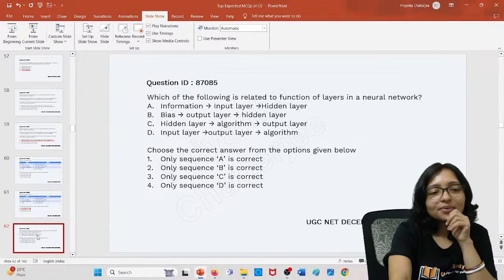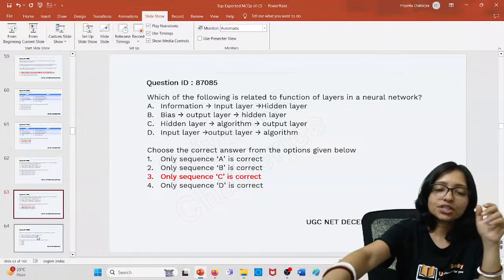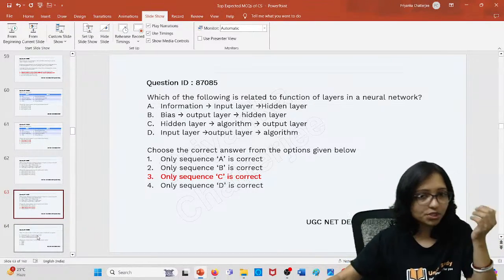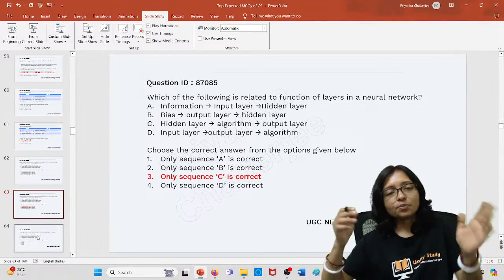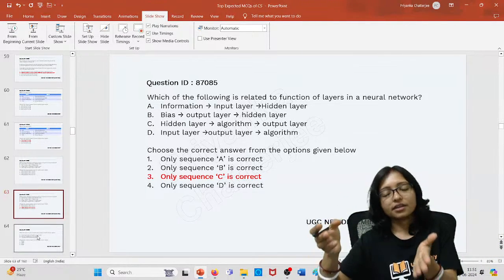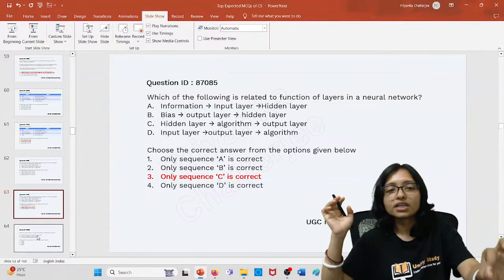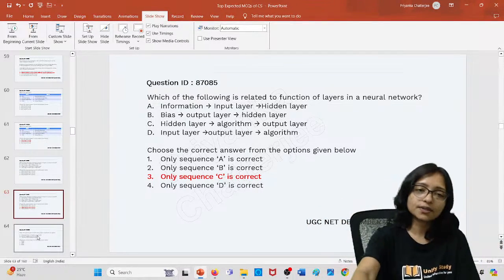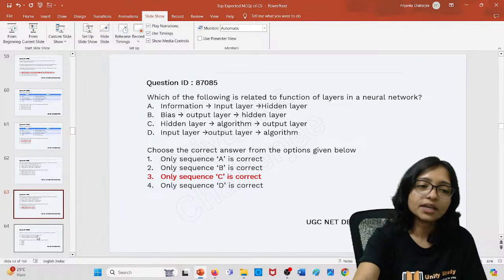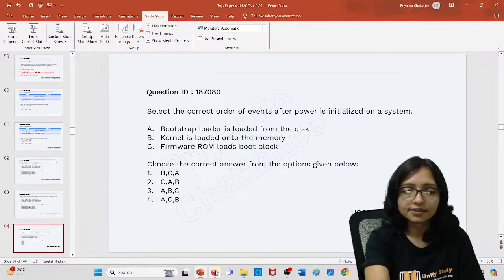So your answer will definitely be option 3. Why option 3? Because it goes input, then hidden layer, then output. In the hidden layer the algorithm is going on. So input is not there, but the hidden layer is present. So hidden layer, then algorithm, then output. That is the correct answer.